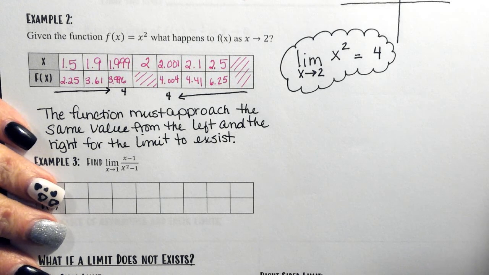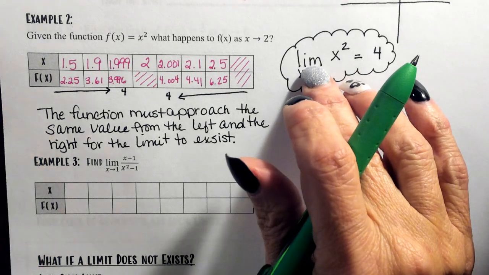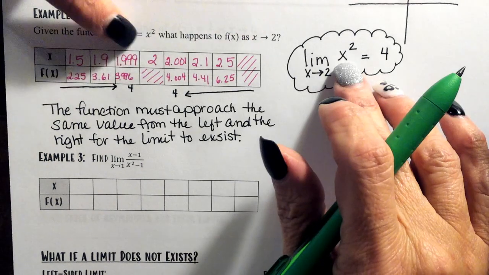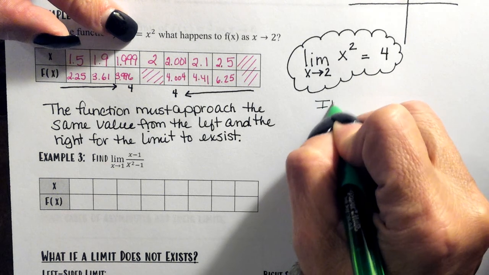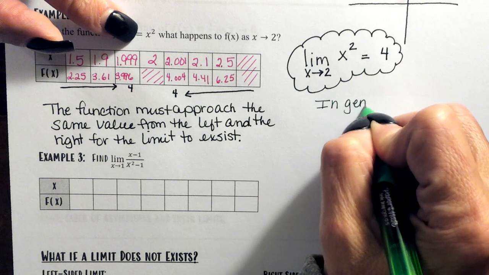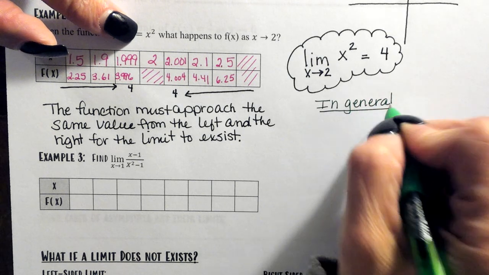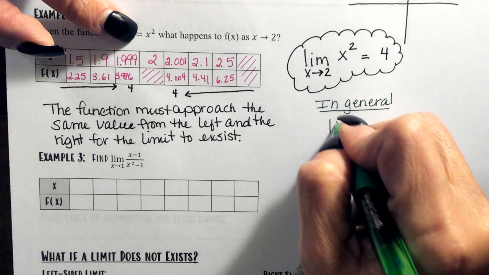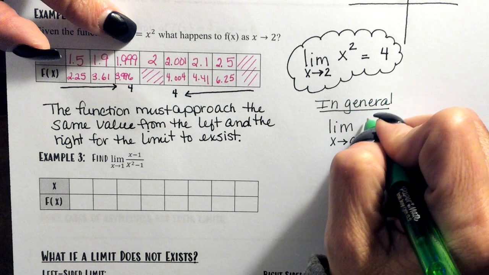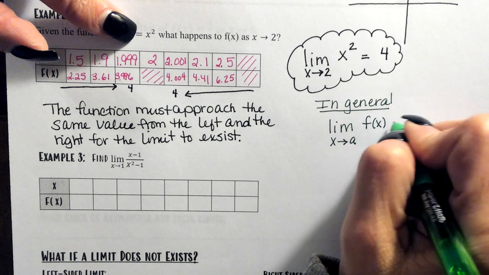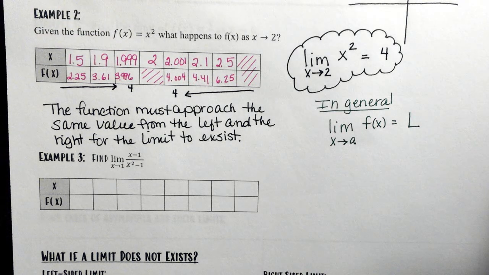All right, let me give you a general form of how you write limits. So we did the limit as x approaches 2 of x squared, and we got that it was 4. So in general, let me give you the general formula for a limit. You are going to say the limit as x approaches a of f of x is going to equal some value, I'm going to call it L, okay?